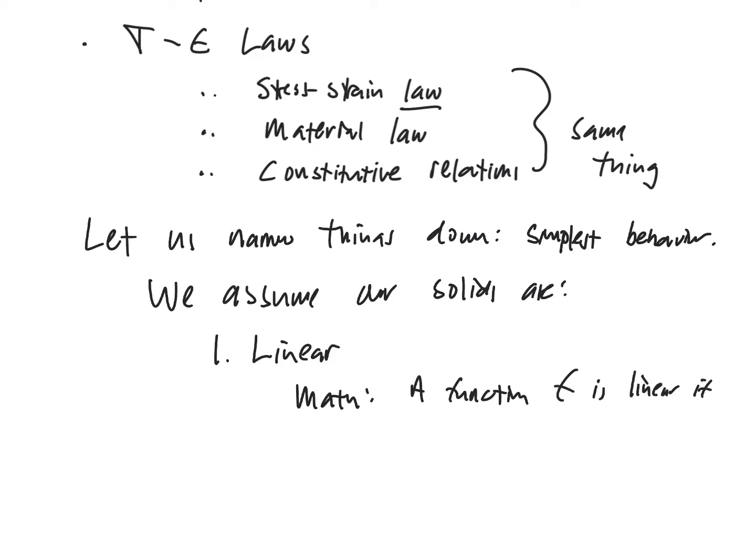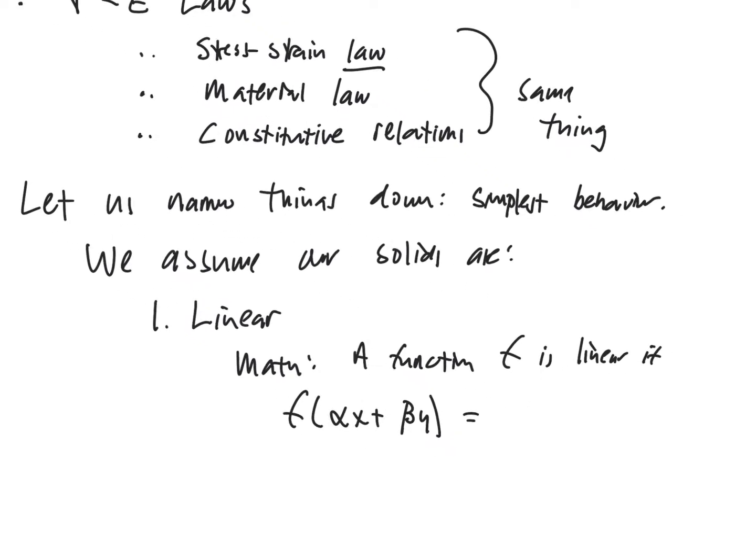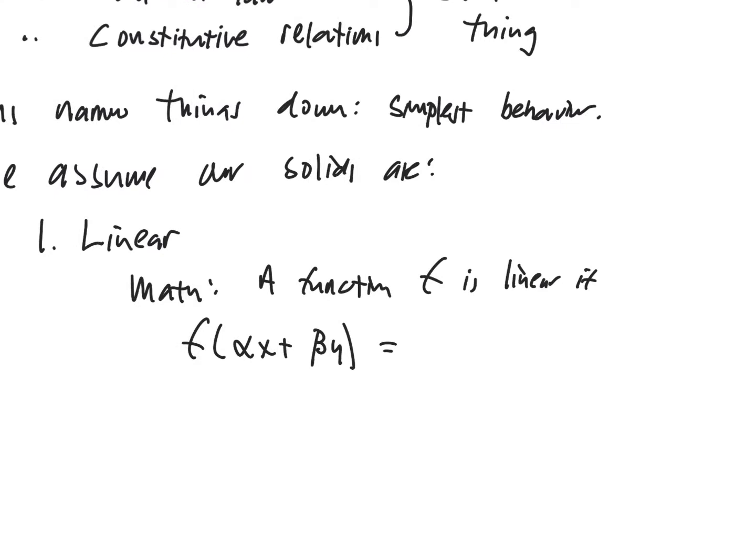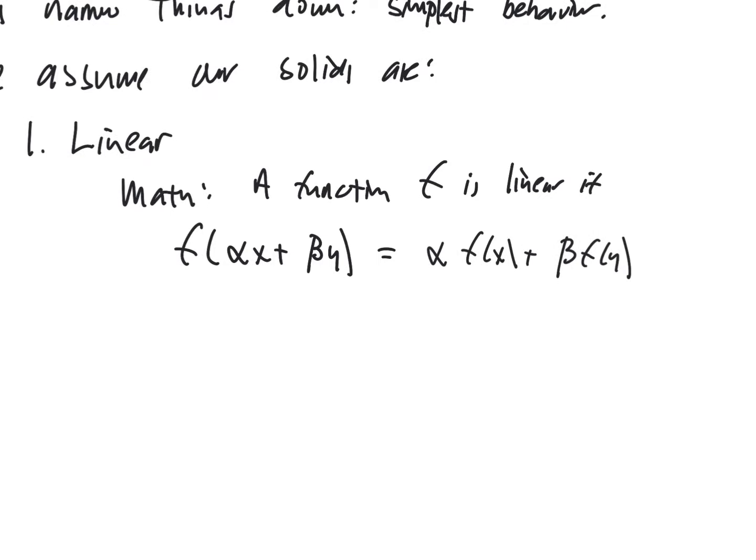If you have f of alpha x plus beta y is equal to, where alpha and beta are scalars and x and y are forcing functions, then if it's linear, you can write alpha times f of x plus beta times f of y. In other words, you can kind of split things up.